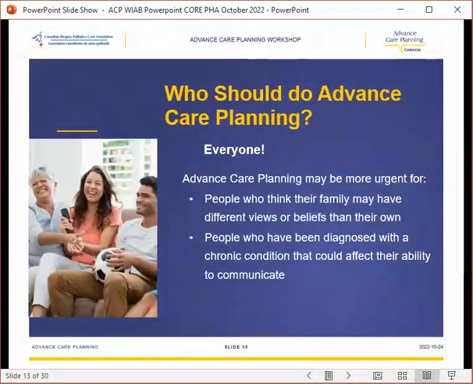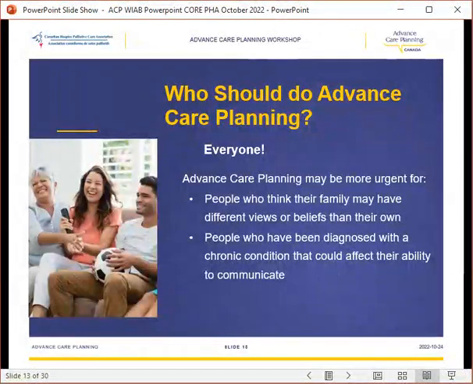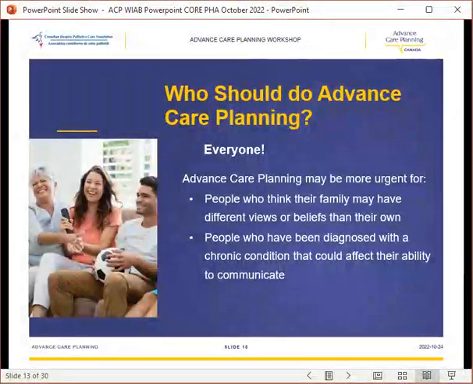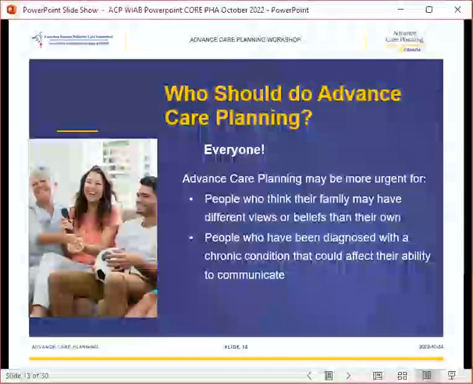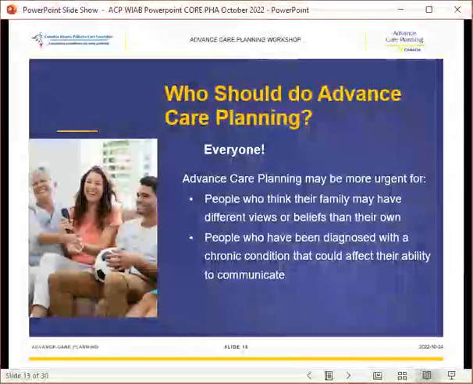So who is advanced care planning for? Well, it's there for everyone. In Ontario, if you're over the age of 16, you could be tasked at being a substitute decision maker in your family, especially if there isn't anyone else and you're willing to take on that role. So it is really for everyone.